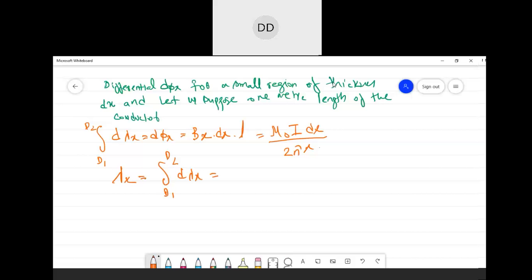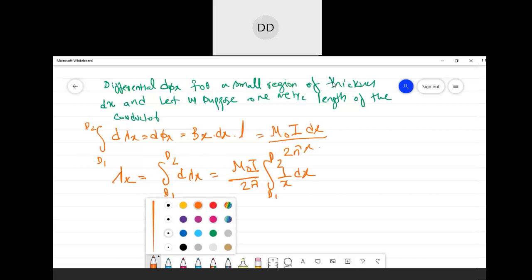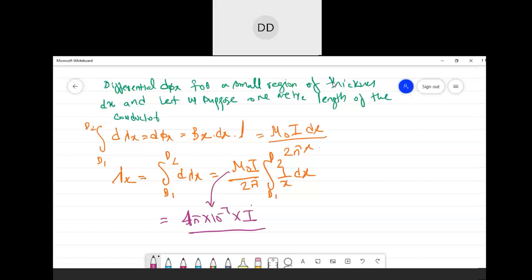So that is nothing but mu naught I by 2 pi. We need to integrate between the region d1 and d2, which is 1 by x dx. So after integrating this, we arrive at an equation, that is your mu naught value, 4 pi into 10 power minus 7 into I. So this is for mu naught I am putting, this is my 2 pi, so 2 pi, this is 2 into 10 power minus 7, and 1 by x will become ln of x between d2 and d1.